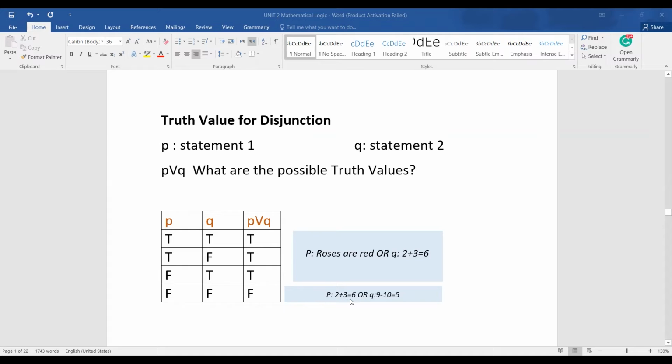2 plus 3 is 6, or 9 minus 10 is 5, which is not true. 2 plus 3 is not 6, and 9 minus 10 is not 5. So in this case, I'm lying in both the statements. So the compound statement P or Q is false. This is for disjunction, that is the or. This also we need to memorize or understand so we can solve the questions.